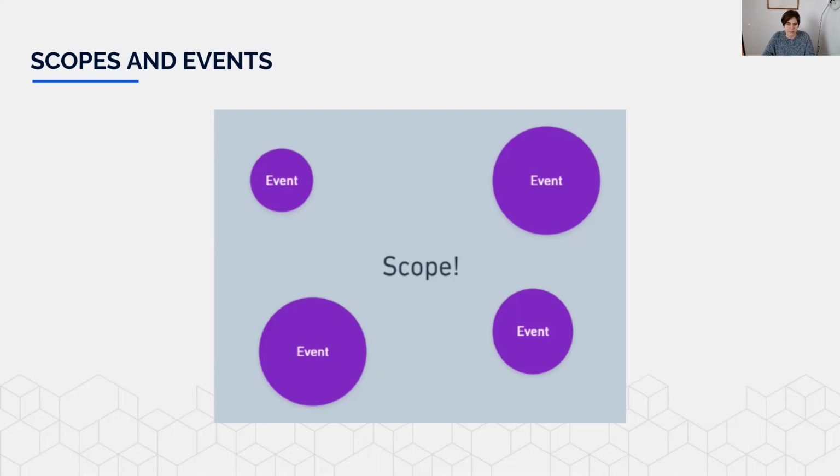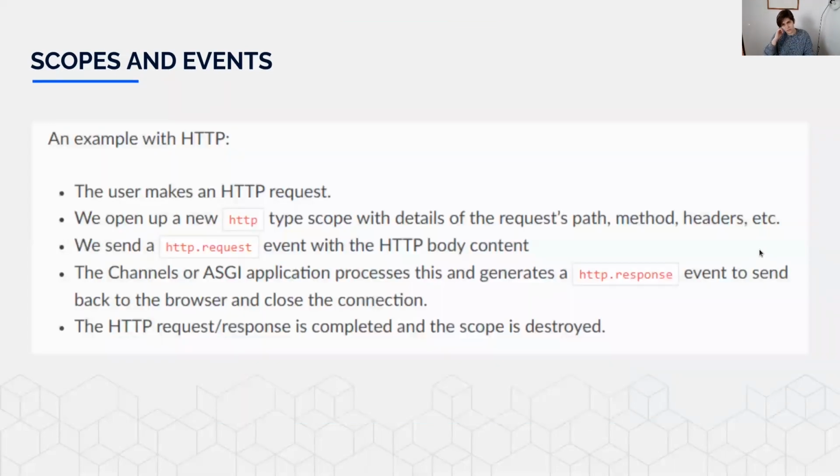So yeah, let's dive into them. Okay, so the first one is an example with HTTP. It starts by the user making an HTTP request. We open up a new HTTP type scope with details of the request path, method, headers, etc. We send an HTTP request event with the HTTP body content.